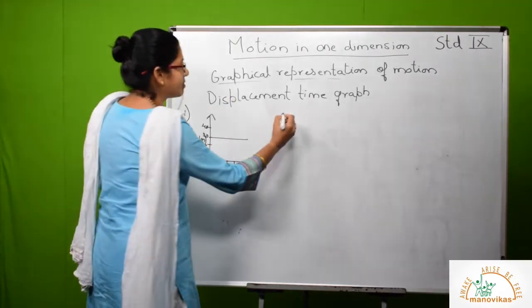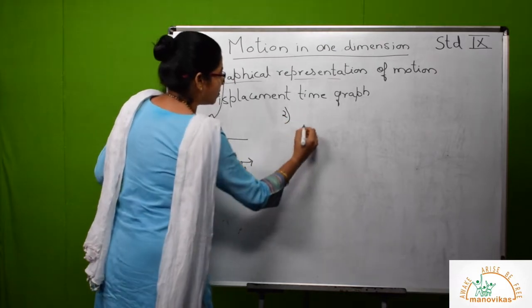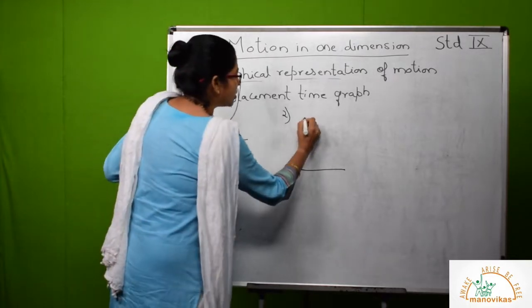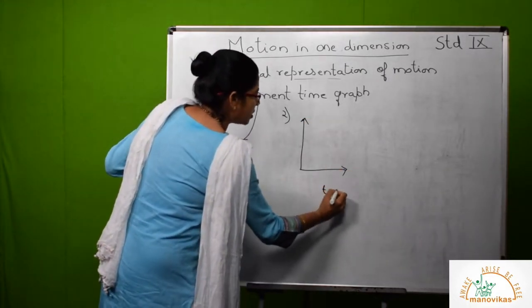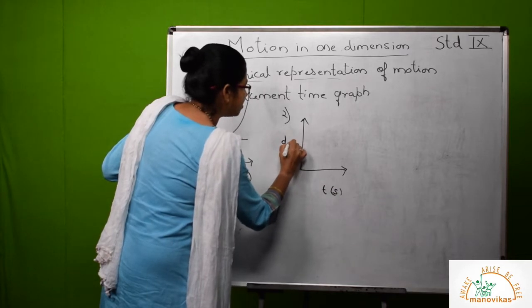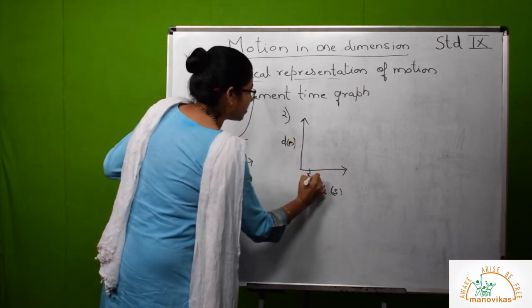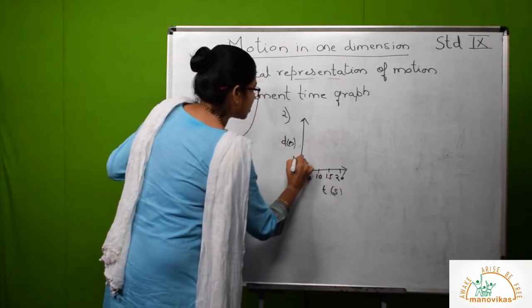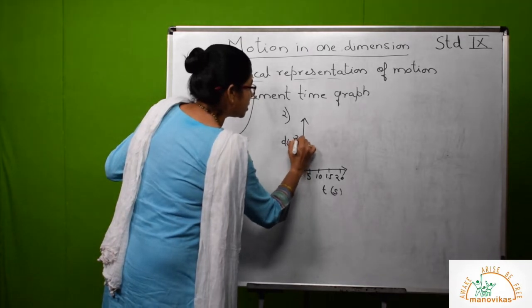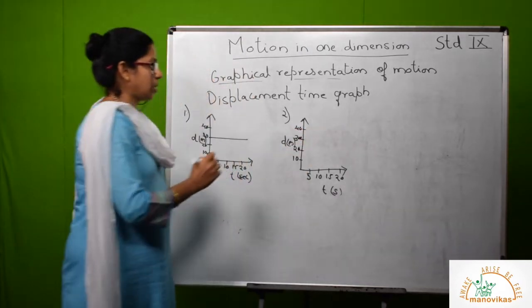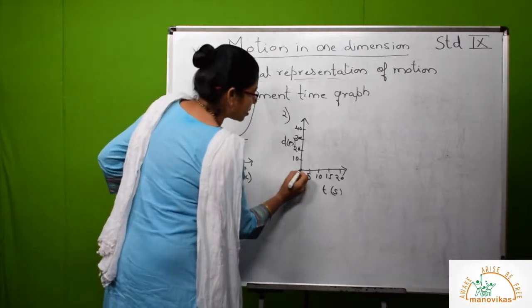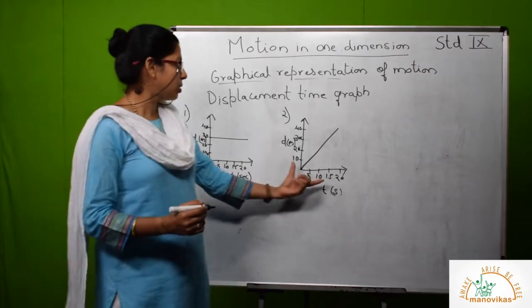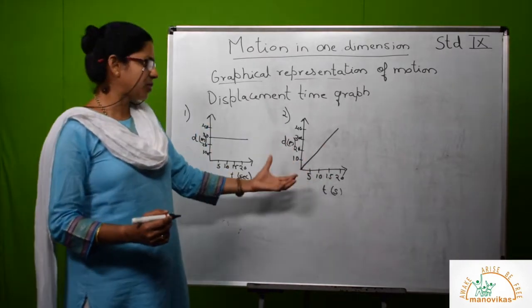So this is the first type of graph. Now in the second type of graph, we'll see you have displacement time graph, time in seconds, displacement in meters. You have 5, 10, 15, 20, and 10, 20, 30, 40. You have a straight line like this. Now, what information do you get from such a graph?